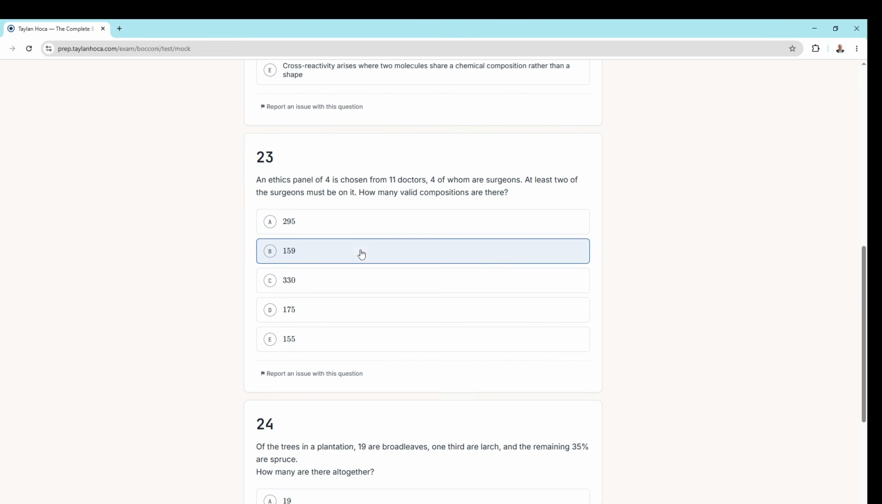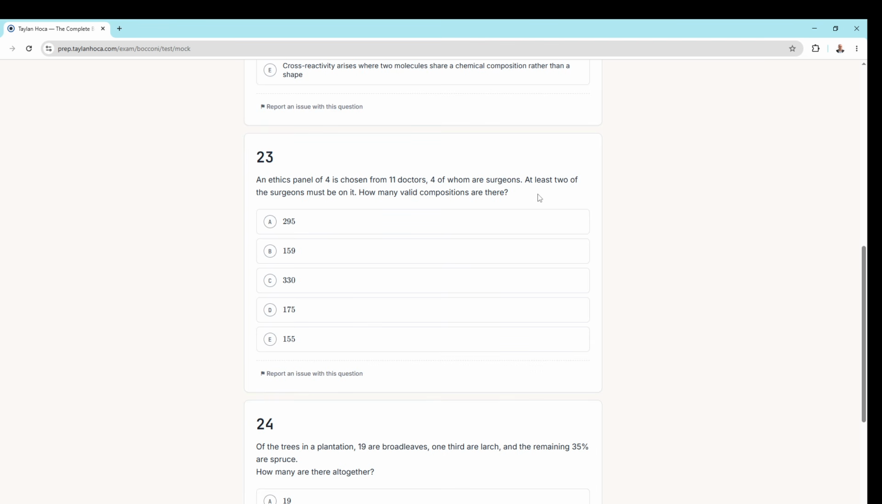Okay, let's go here. An ethics panel of 4 is chosen from 11 doctors, 4 of whom are surgeons. At least 2 of the surgeons must be on it. At least. Look, at least. How many valid compositions are there? I don't know if it is 2 surgeons, 3 surgeons, or 4 surgeons.